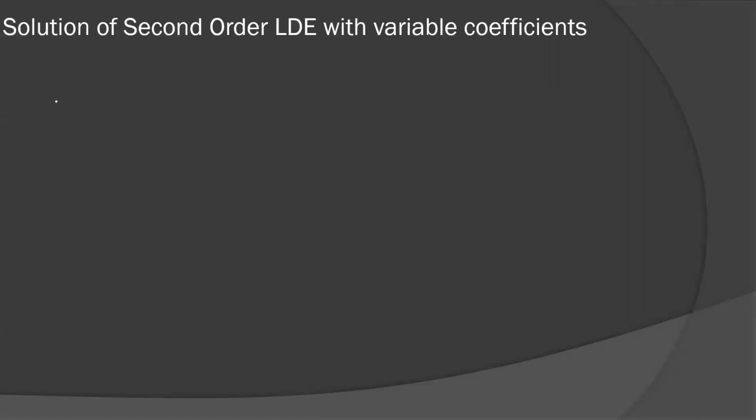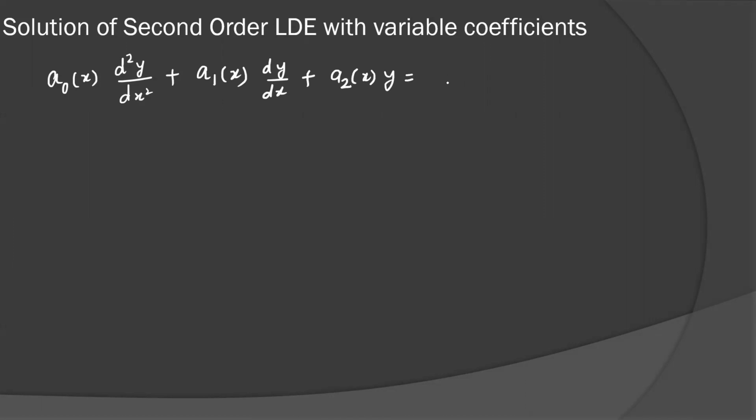Suppose we have a second order differential equation like this: a naught x d2y over dx2 plus a1x dy by dx plus a2x y equal to some function fx. It is a second order linear differential equation provided a naught x is non-zero. And we are claiming that it's a variable coefficient, means a naught, a1 and a2 are functions of x.